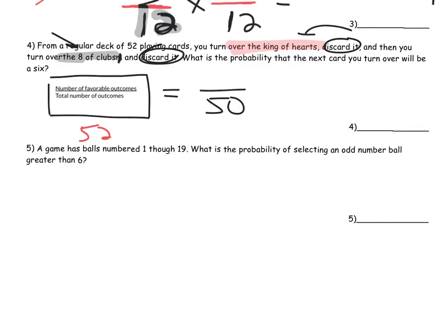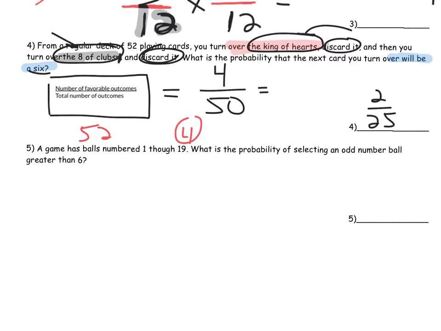Well, this is the number of favorable outcomes, how many 6s there are in a deck. Remember that there are 4 of each card. There's the 6 of Hearts, the 6 of Diamonds, the 6 of Spades, and the 6 of Clubs. And since you got rid of the King of Hearts and the 8 of Clubs, there are still 4 6s remaining. So here your probability is going to be 4/50, or if you reduce that, 2/25. But remember, probability is always favorable outcomes over total outcomes.